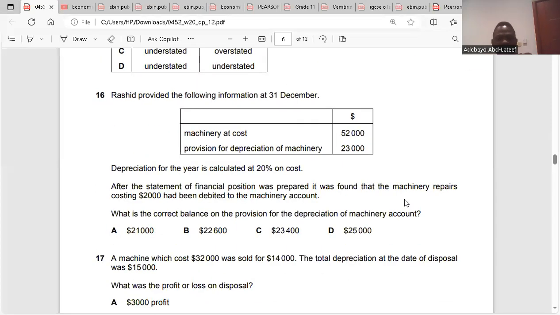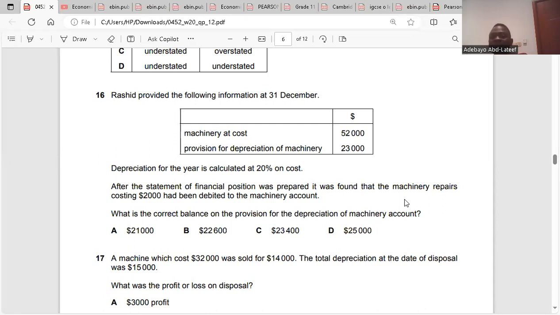Did you get question 16 right? Yeah. Okay, great. They said Rashid provided the following information. We have depreciation charge, which is 52,000 multiplied by 20 divided by 100. That's 10,400. The depreciation charge plus provision for depreciation gives us 33,400. Now, the net book value, how did you get it? I first of all did the 20% of 52,000. Then minus that from the 50,000, and then minus the 23, and then add the 2,000 the NBV.